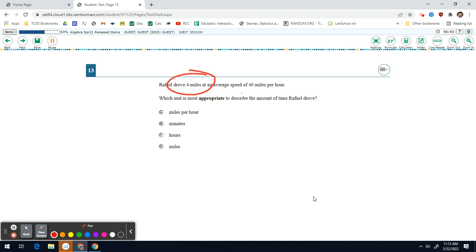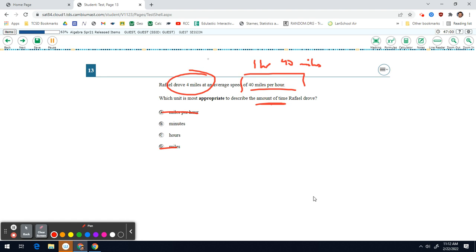And you're driving at an average speed of 40 miles per hour. So that means that in 1 hour, you would go 40 miles, right? We're only going 4 miles. We want to know how should we measure our time? Well, there's only two obvious choices. It's either B or C, minutes or hours.